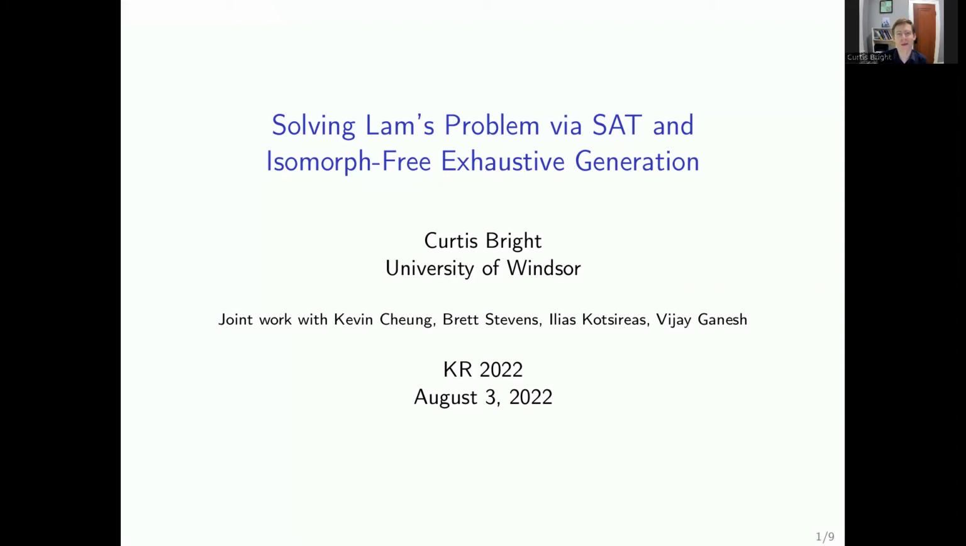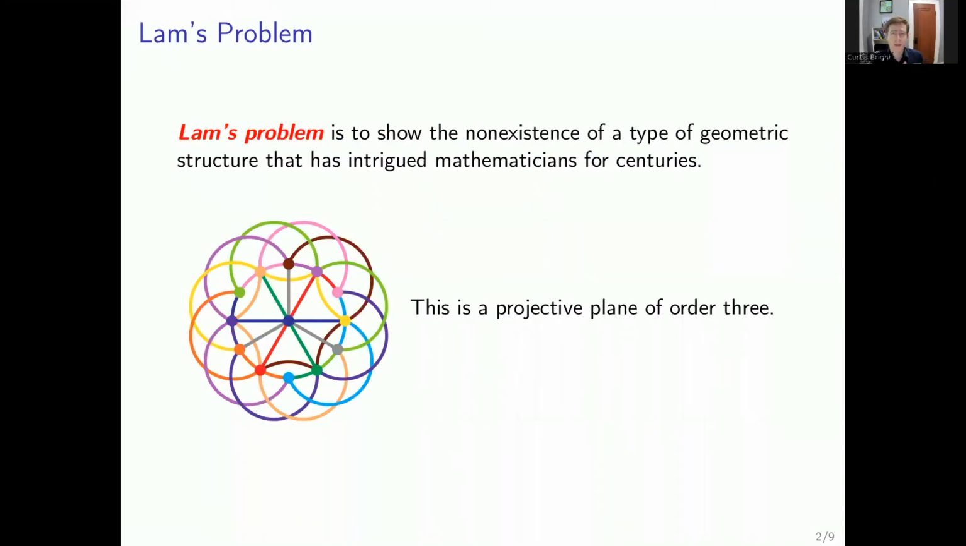Hello, everyone. I'm going to be talking about how we can combine SAT solving with isomorph-free exhaustive generation in order to solve some combinatorial problems, such as Lam's problem. Lam's problem is to show the non-existence of a certain type of geometric structure. This is a very interesting structure that has been intriguing mathematicians for hundreds of years.